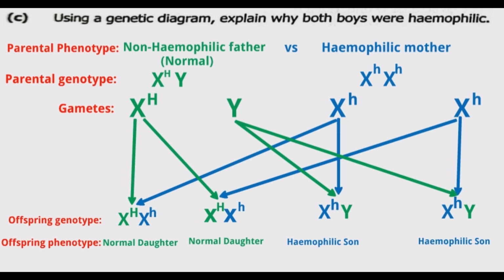So the question is asking us to explain why both boys were hemophilic. The answer is here down where I've written the note: the sons inherited hemophilic genes from the mother. So that is the explanation we can give. Please, this is what I can explain on this question.